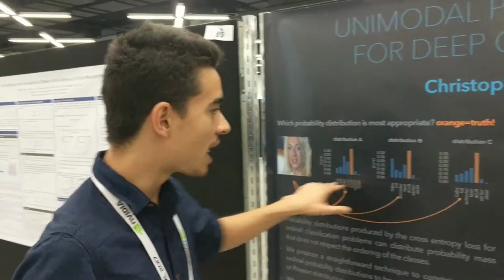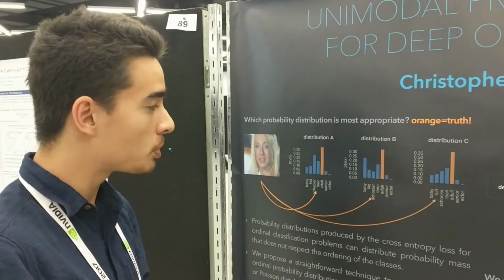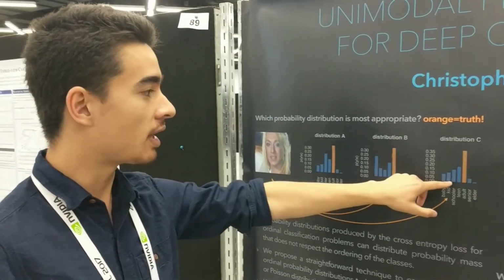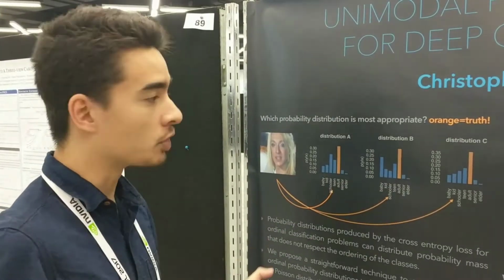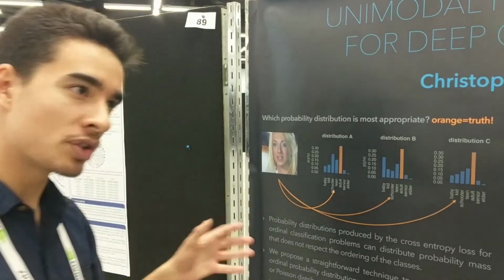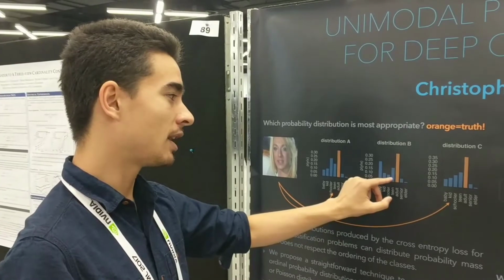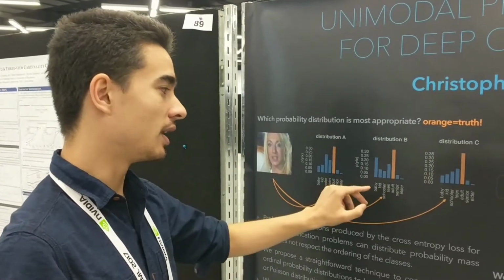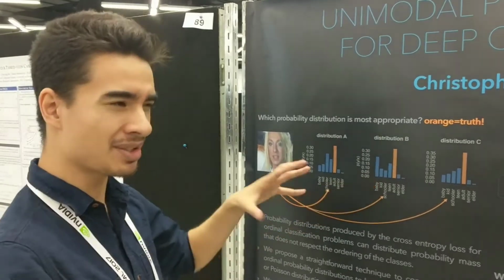In this example you have three probability distributions. Orange is the ground truth, and under a one-hot encoding scheme, they all have the same cross-entropy loss. However, some distributions make more sense than others. This one doesn't really make sense because you're saying it's most likely she's an adult, second most likely she's a baby, and third most likely she's a teen. So it doesn't really make sense, right?